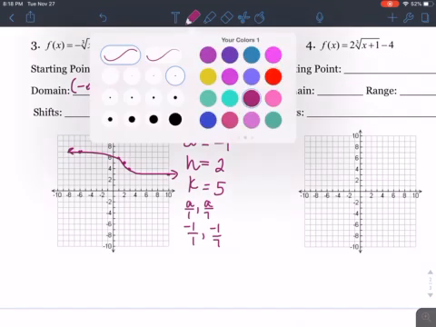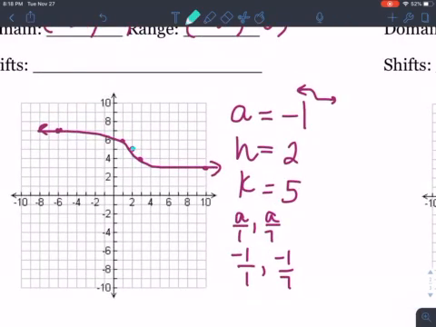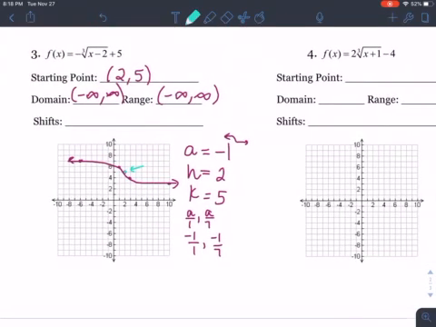Shifts. Again, where did this point shift from? We went right 2, up 5. This time A is negative, so we reflected over the x-axis, and there is no vertical stretch or shrink.